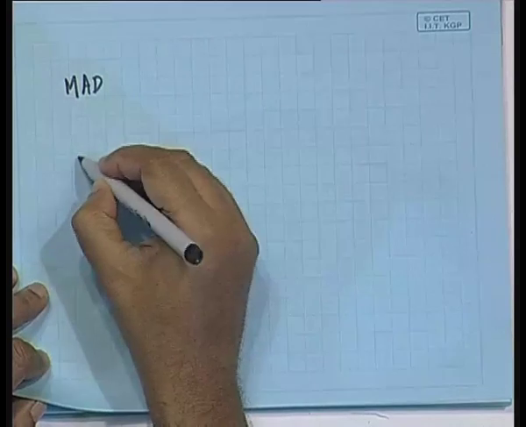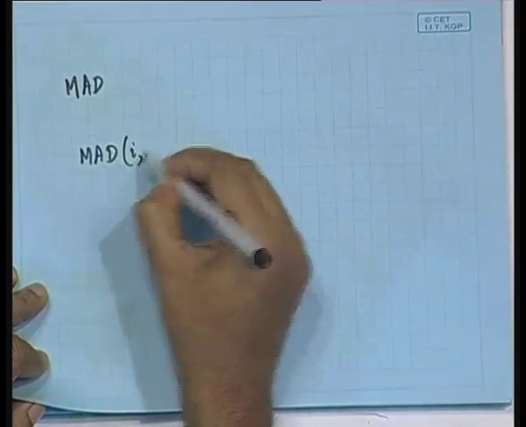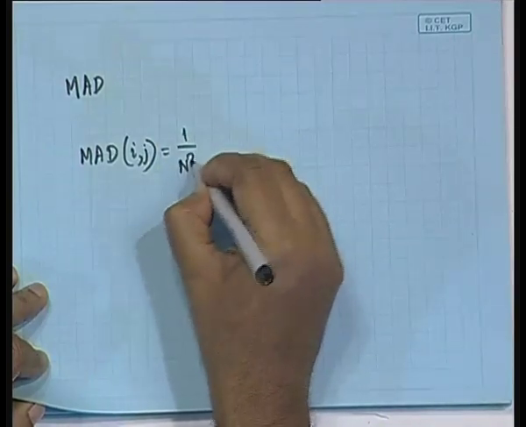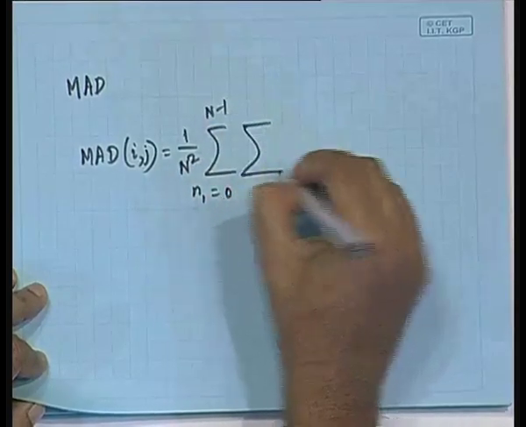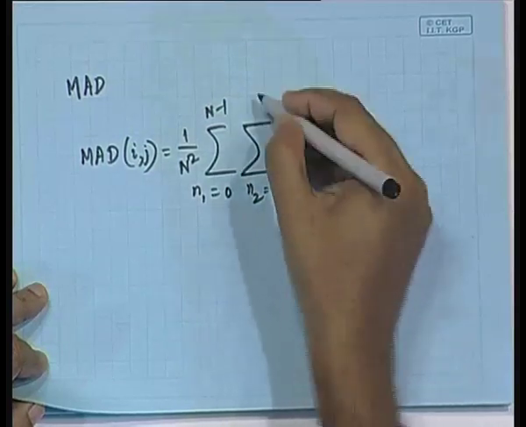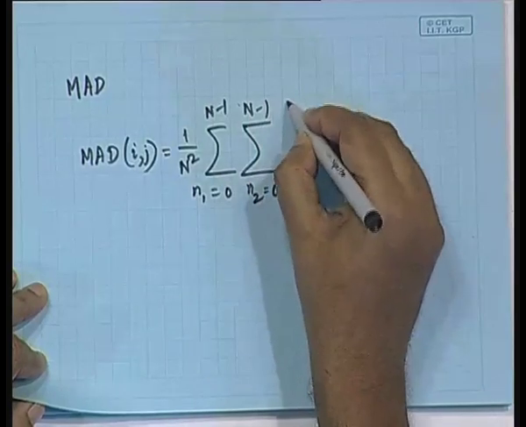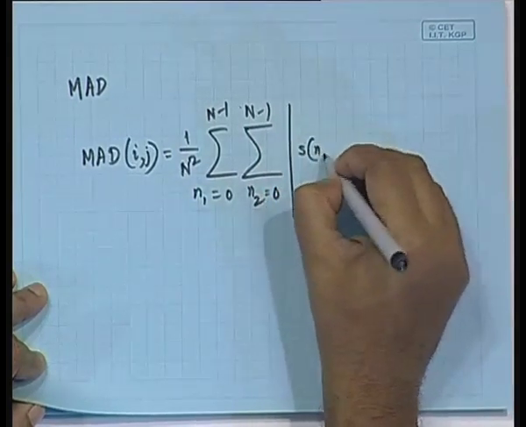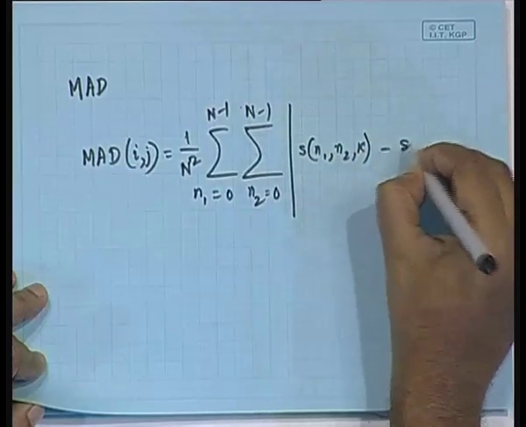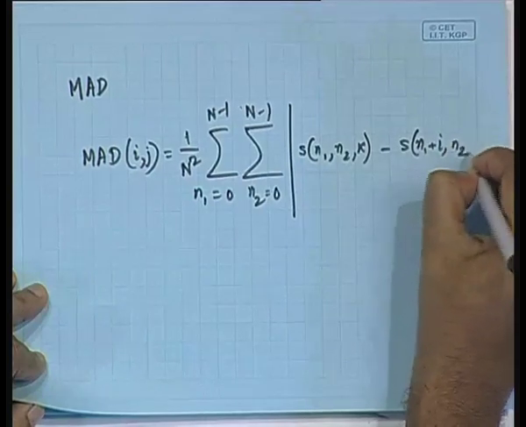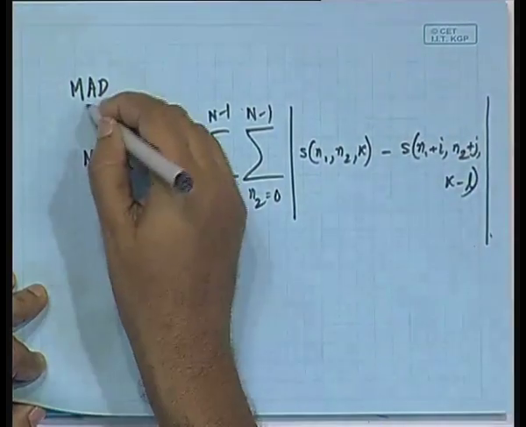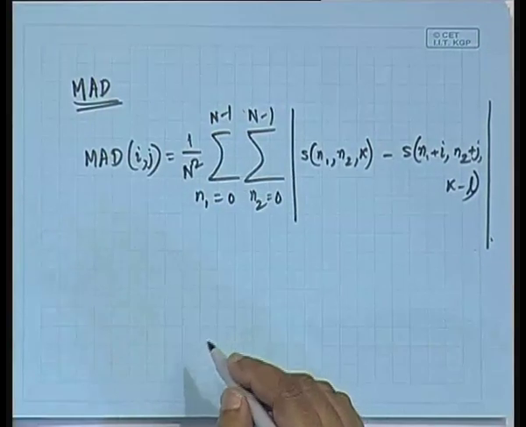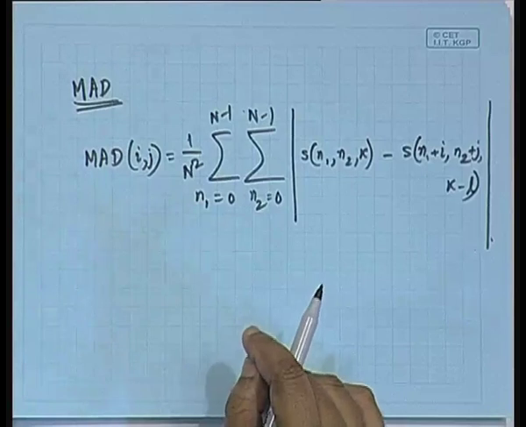So, that is the MAD measure, and the MAD measure is defined like this: MAD at the position i j would be given as 1 upon n square, summation n1 equal to 0 to capital N minus 1, n2 equal to 0 to capital N minus 1, and in this case I take the mod of S n1 n2 k minus S n1 plus i, n2 plus j, k minus L. So, this is the MAD criterion. Okay. Matching pixel count is another measure.